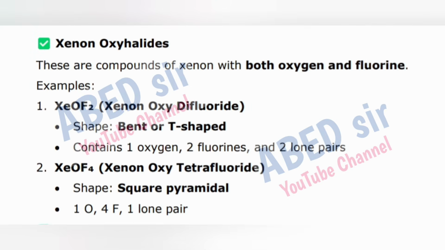Xenon oxyhalides. These are compounds of xenon with both oxygen and fluorine. Examples: 1. XeOF2, xenon oxydifluoride. Shape: bent or T-shaped. Contains 1 oxygen, 2 fluorines, and 2 lone pairs. 2. XeOF4, xenon oxytetrafluoride. Shape: square pyramidal. 1 O, 4 F, 1 lone pair.